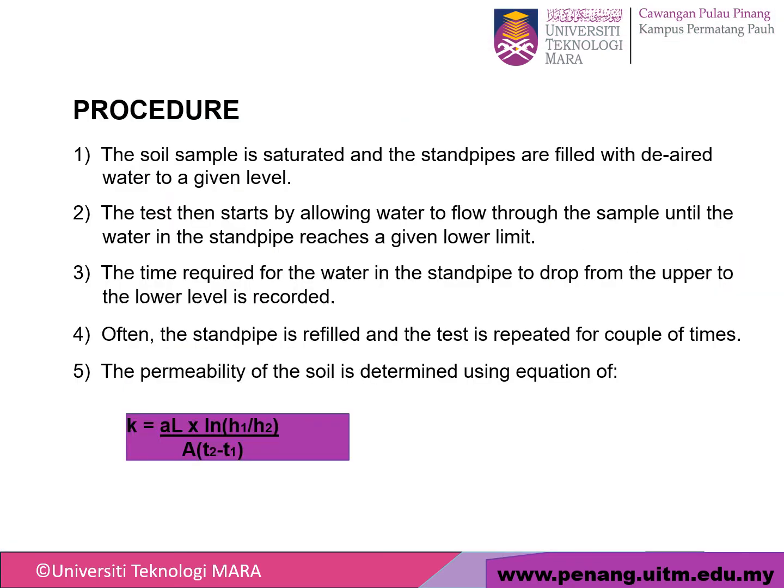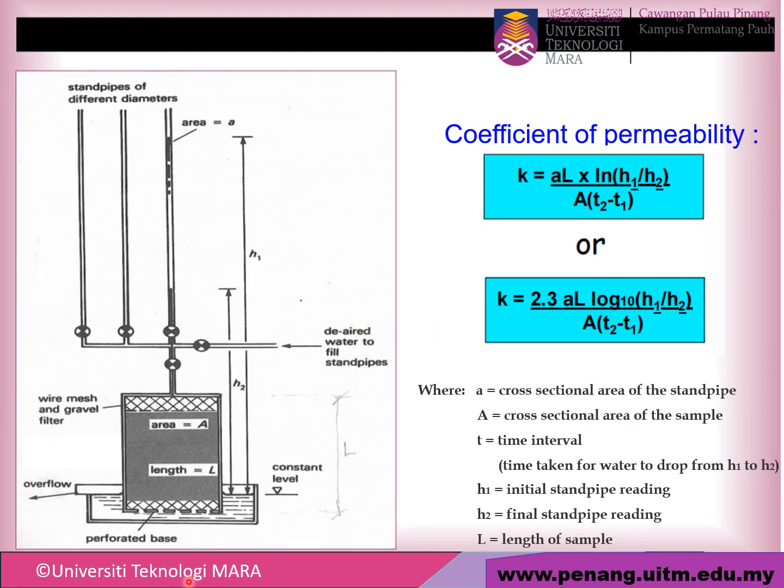Okay guys, this is the procedure for the falling head test. Usually the standpipe is refilled and the test is repeated a couple of times. The coefficient of permeability of soil is determined by using this equation: K is equal to aL times ln H1 over H2, divided by A times T. Alright guys, this is the illustration for the falling head test.